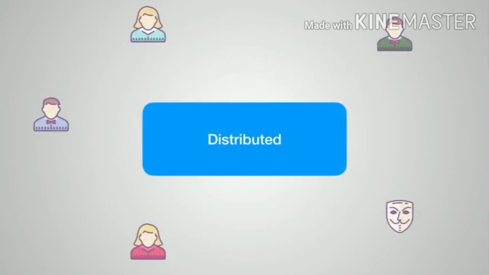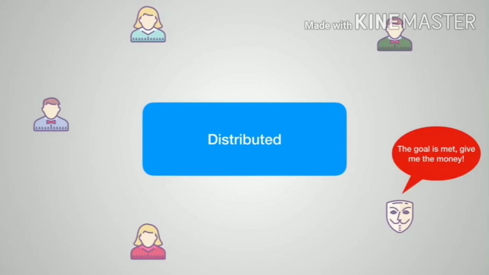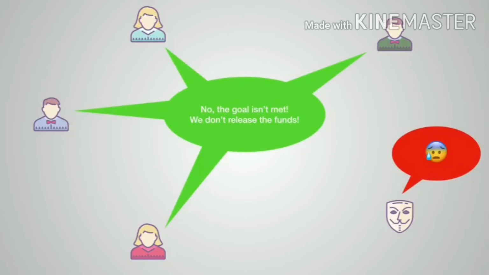And being distributed means that the output of your contract is validated by everyone on the network. So a single person cannot force the contract to release the funds because other people on the network will spot this attempt and mark it as invalid. Tampering with smart contracts becomes almost impossible.